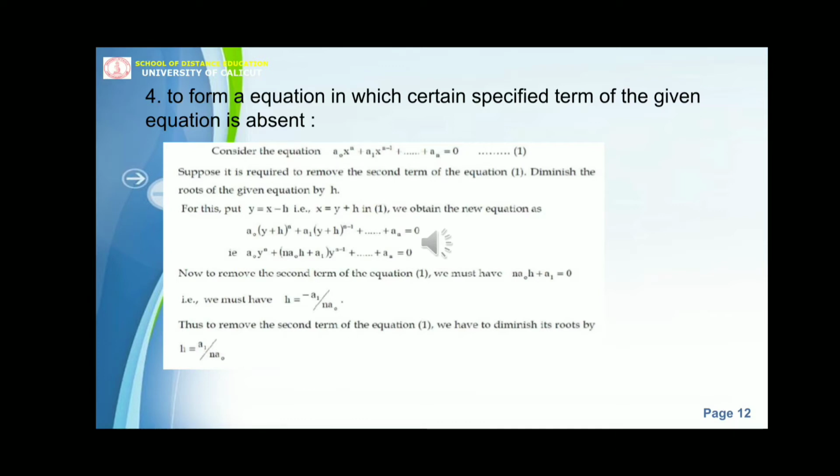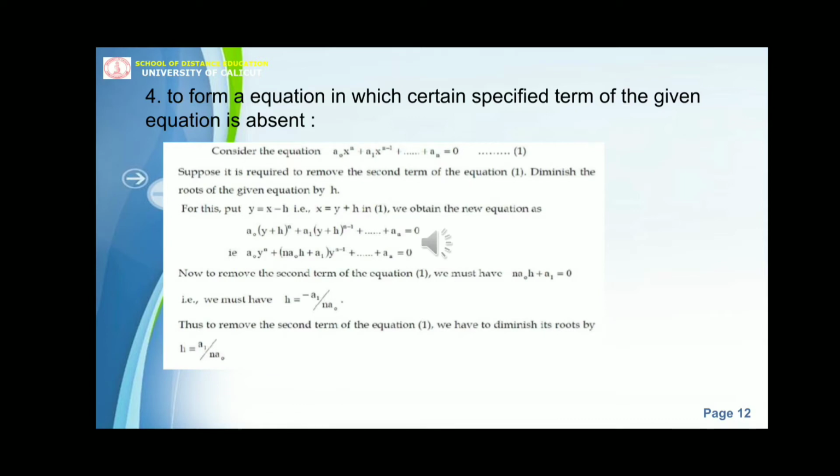So the first step is to diminish the root of the given equation by h. We have already seen how to diminish the root. So we substitute x is equal to y plus h into the equation. So we get a0 y raised to n plus n a0 h plus a1 into y raised to n minus 1 plus dot dot dot plus an equal to 0.